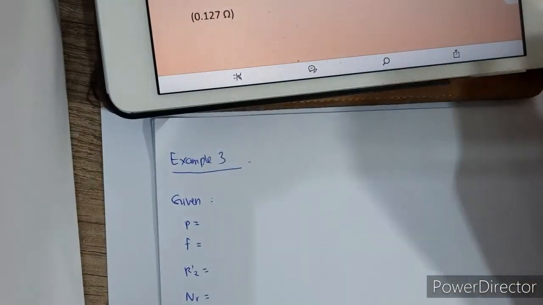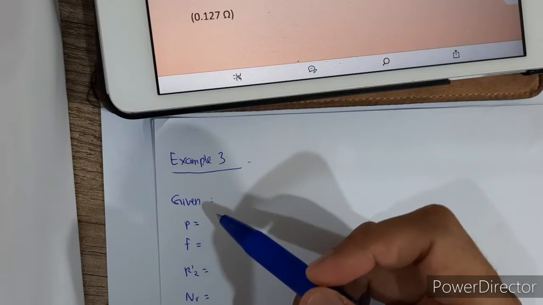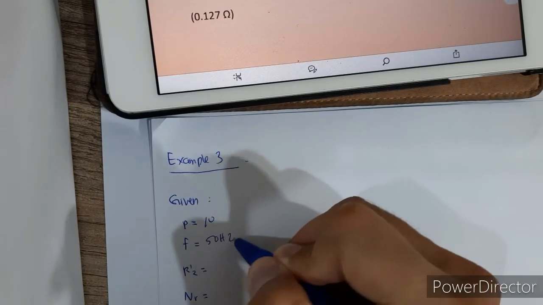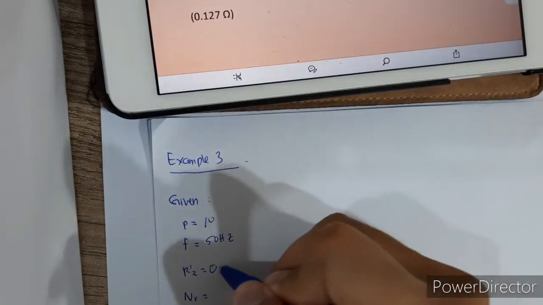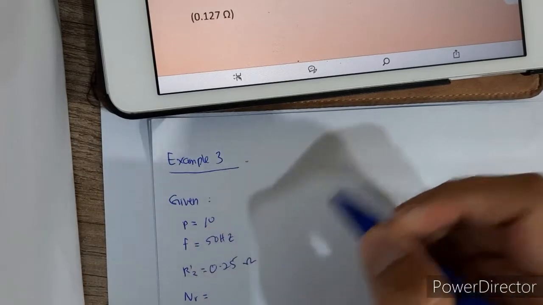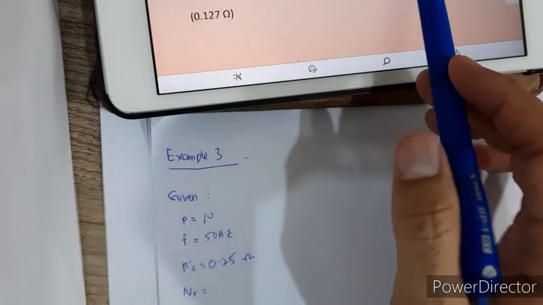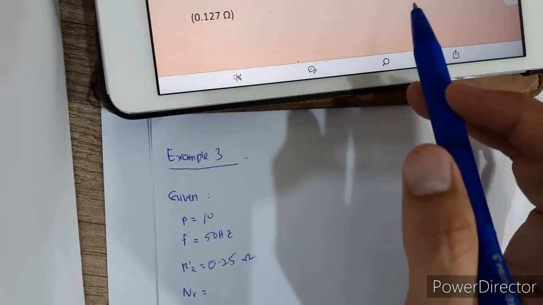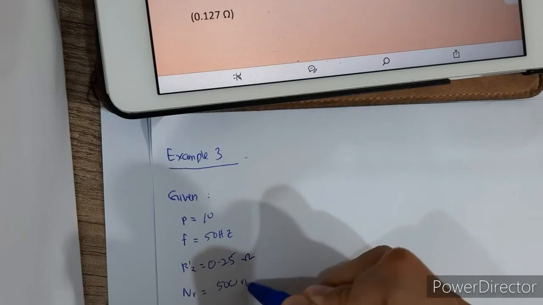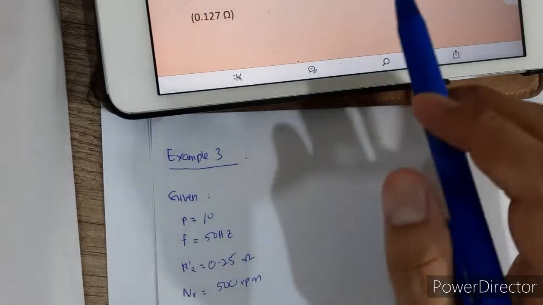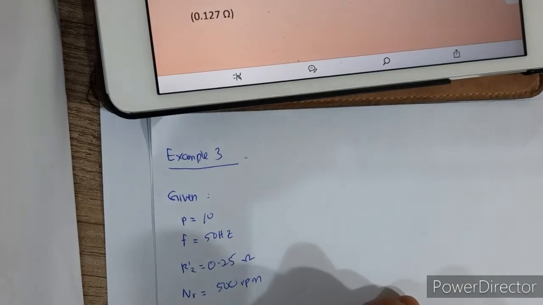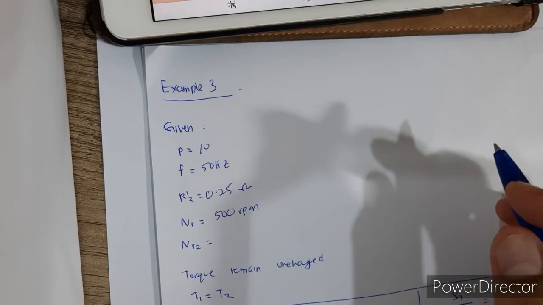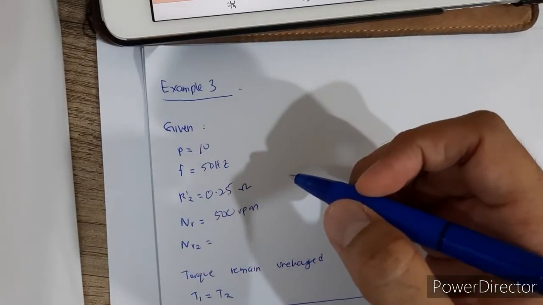So, given P, the number of poles, is 10, frequency is 50 Hz, and R'2 is 0.25 ohm per phase. The speed of the rotor is 500 rpm. And then R2 is the required speed, which we have to reduce by 90%.